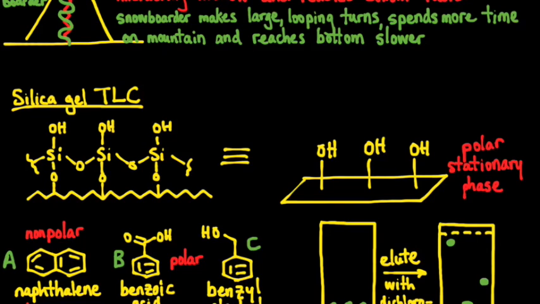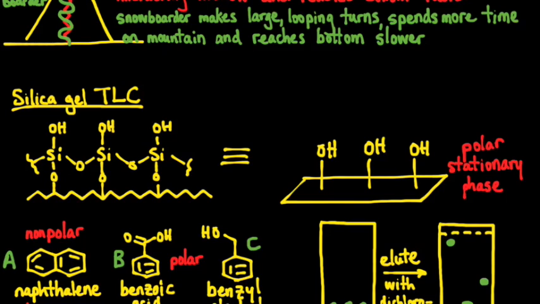Benzoic acid, compound B, on the other hand, is very polar with a dipole moment of 1.72. It has very strong hydrogen bonding and dipole-dipole interactions with the silica gel, so it sticks very, very tightly. When dichloromethane is used to develop the plate, benzoic acid prefers to stick to the silica gel rather than dissolve in dichloromethane, since the intermolecular forces between benzoic acid and silica gel are stronger.